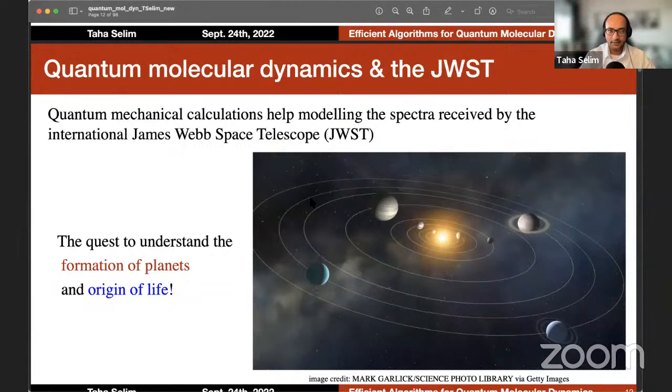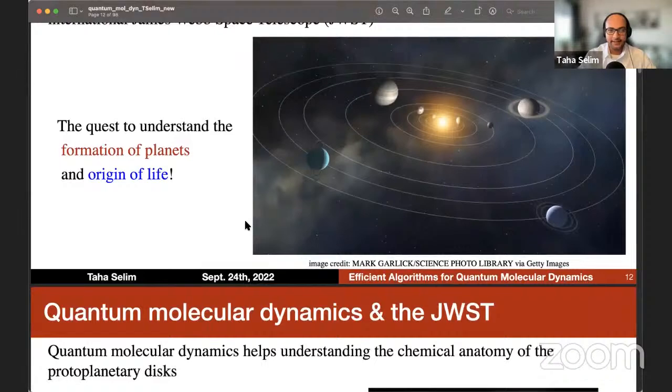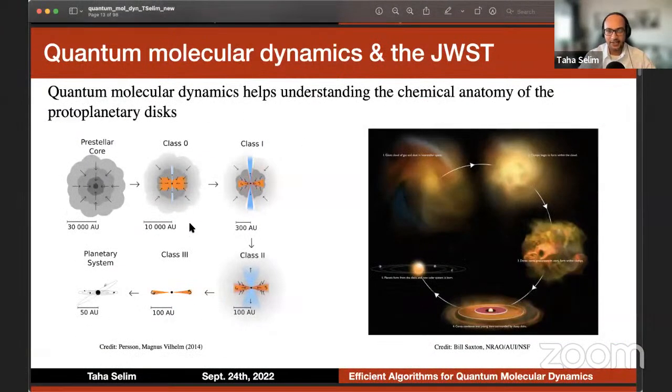Of course, there is a famous quest to understand the formation of planets and the origin of life, and the expectation that the James Webb Space Telescope could help answer such attractive and mysterious questions. And the classical story says that planets emerged out of interstellar clouds. They are very flat, called protoplanetary disks. These disks came out of something fancy.